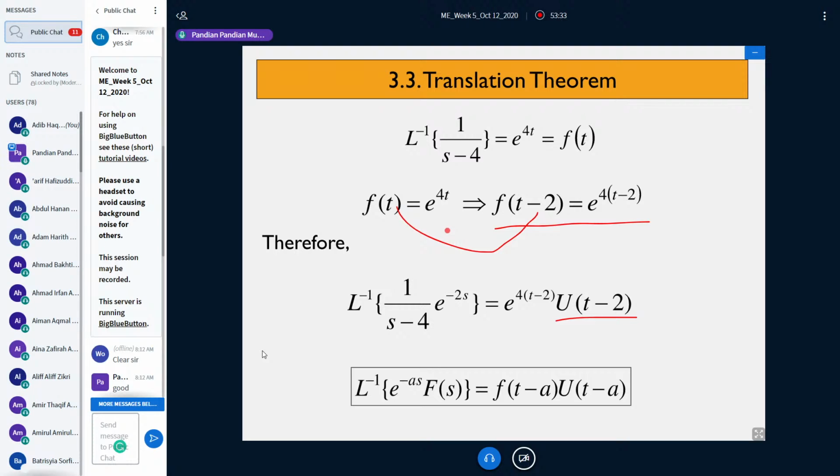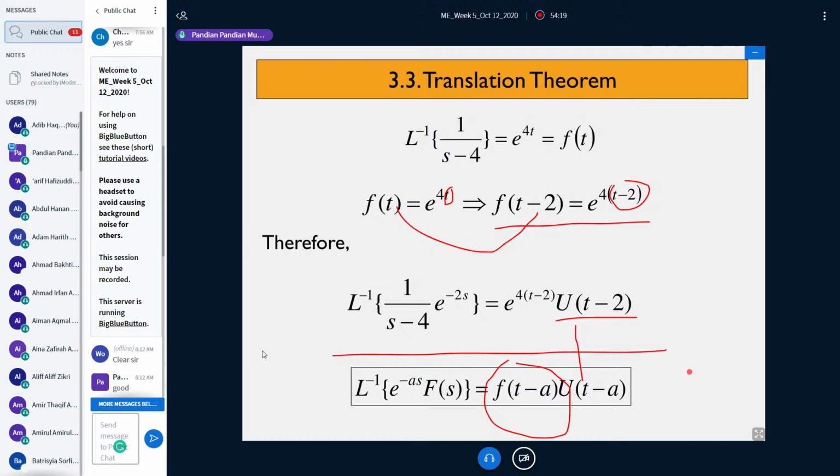There's another name for this. Of course, translation theorem is the title. You shift, the t becomes t minus 2 according to this formula. So f(t minus 2), just simply replace this t with t minus 2, that's all. So it becomes e power 4t minus 8. But you no need to simplify, it's already factorized. So the final answer is inverse Laplace of 1 over s minus 4 times e power minus 2s equals e power 4(t minus 2) u(t minus 2). Don't forget to write u(t minus 2) because this comes from this formula.